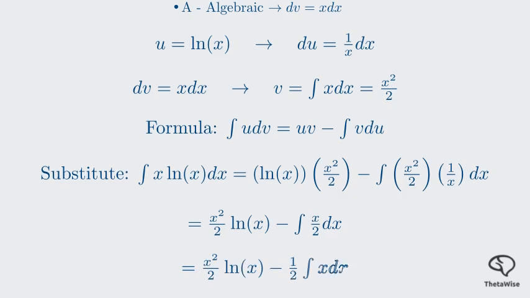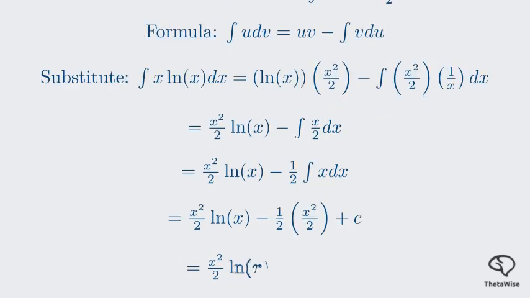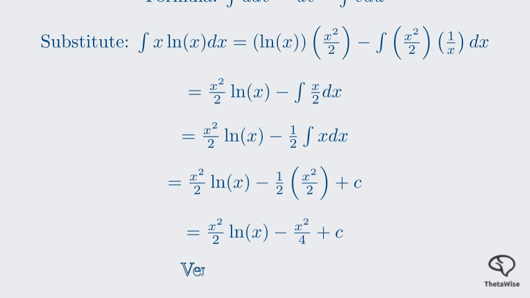Let's simplify. x squared over x is x. We can pull the 1/2 out of the integral. The integral of x is x squared over 2. Finally, we multiply and add our constant c. This gives us our final answer. x squared over 2 times ln of x minus x squared over 4 plus c. Let's verify this with the provided memo. The memo gives the same result, confirming our calculation. Verified using memo.